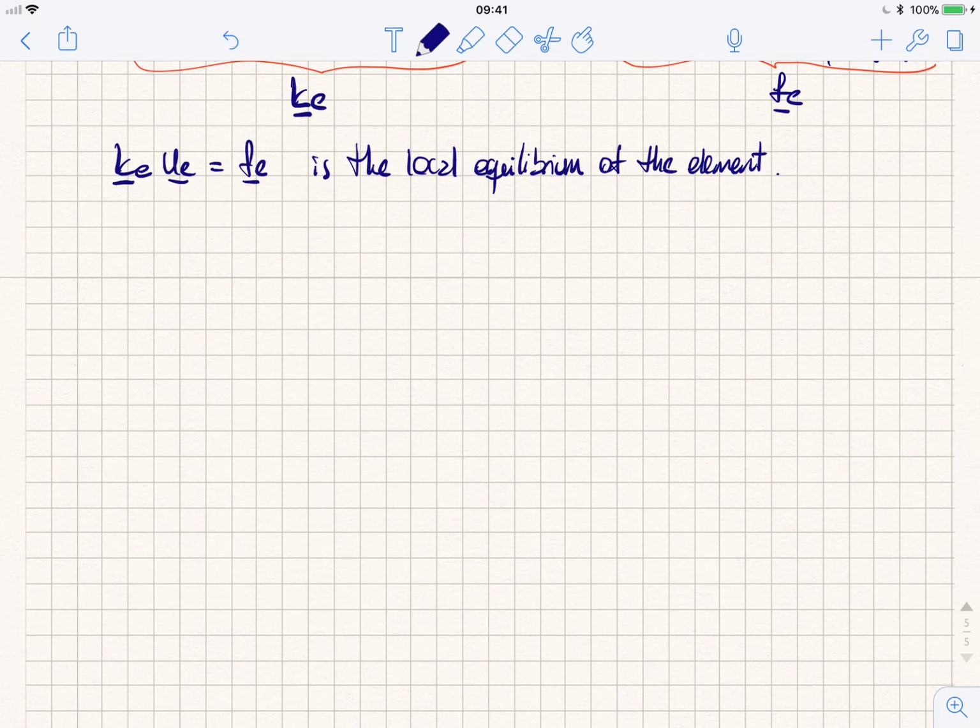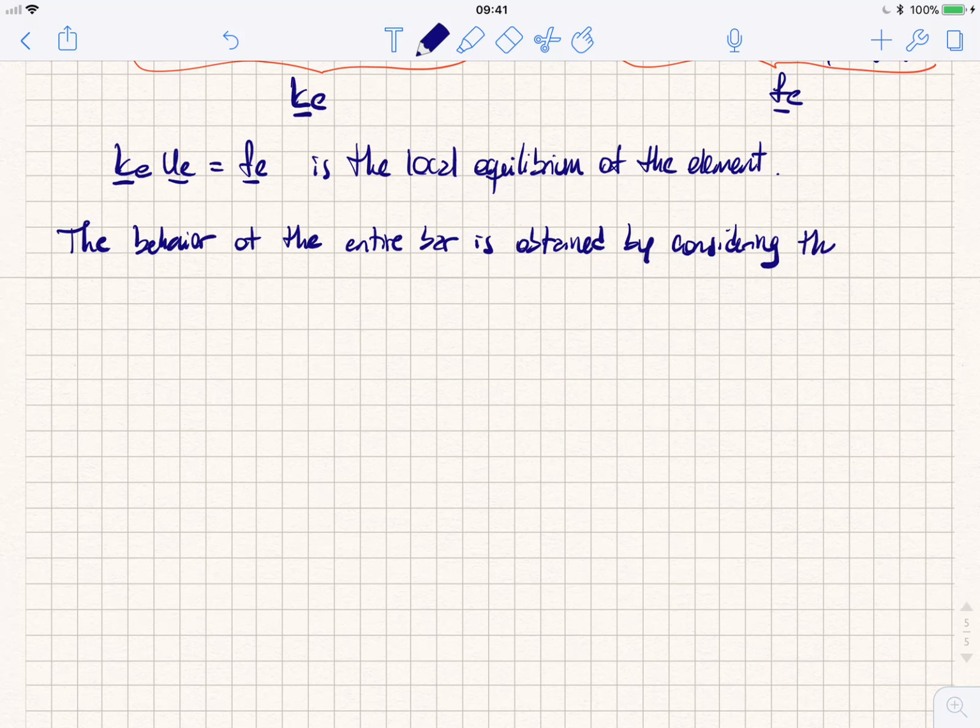So the behavior of the entire bar is obtained by considering the contribution of all elements. This process is called assembly.